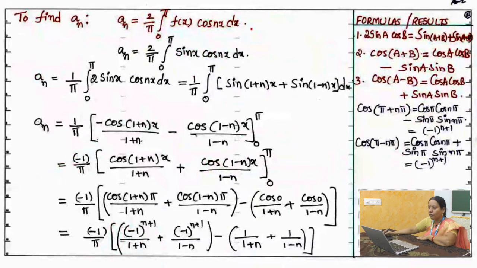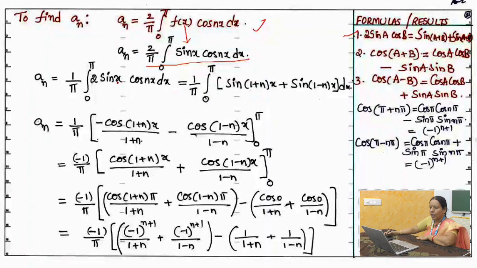Next, calculate a n value. Take down the formula for a n. What is the formula for a n? 2 by pi integral 0 to pi f of x cos nx dx. Here also you have to substitute the value of f of x as sin x. Now observe this one. Here you have 2 sin x cos nx dx. This is of the form 2 sin a cos b. Now apply these formulas. You get 1 by pi integral 0 to pi sin a plus b.